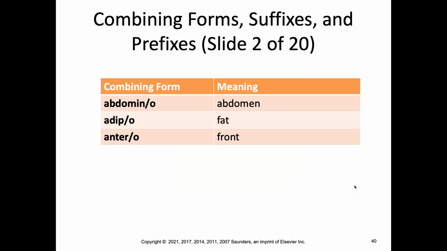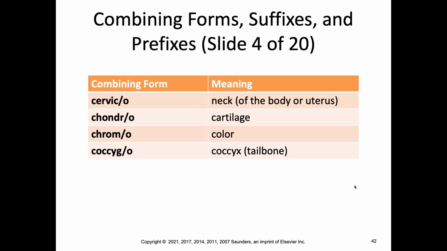All right, now let's get to some combining forms. Abdomino, adipo, antero. Cervico, chondro, chromo, coccygo. And I want to point something out here. Anytime you have this YX combination for coccyx, pharynx, larynx, when you go to your combining form, that X changes into a G. So watch out for that. That YX changes to YG when you're going from the combining form to the meaning.